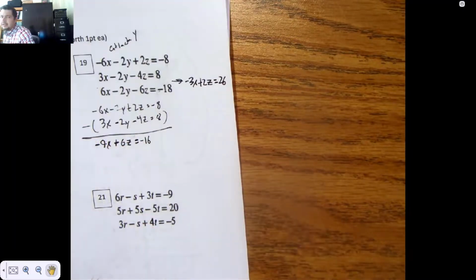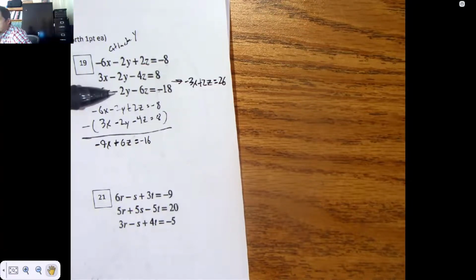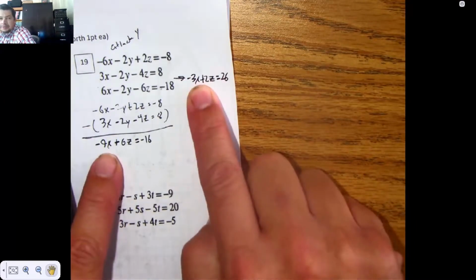I really don't like doing that because it gets me kind of error prone. So I'm going to double check it. 3 minus 6 is negative 3. Negative minus negative is nothing. Negative 4 plus 6 is 2. 8 plus 18 is 26. So I'm pretty good with that. So here's my two equations.